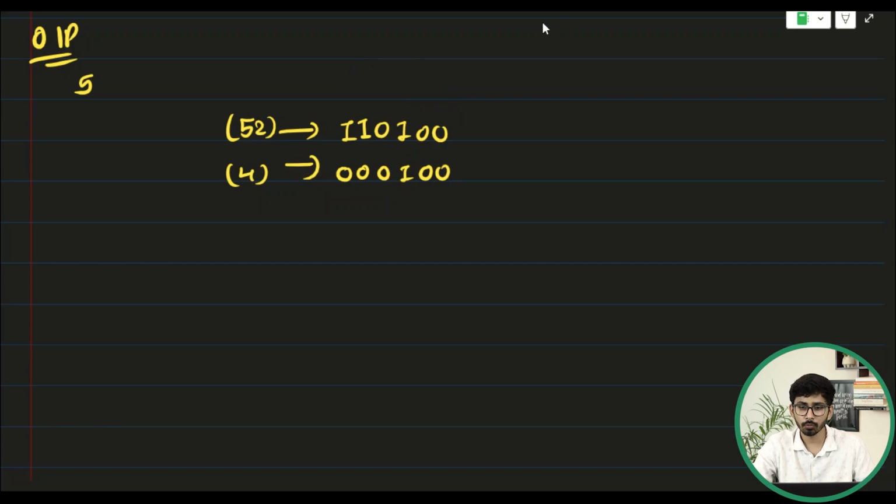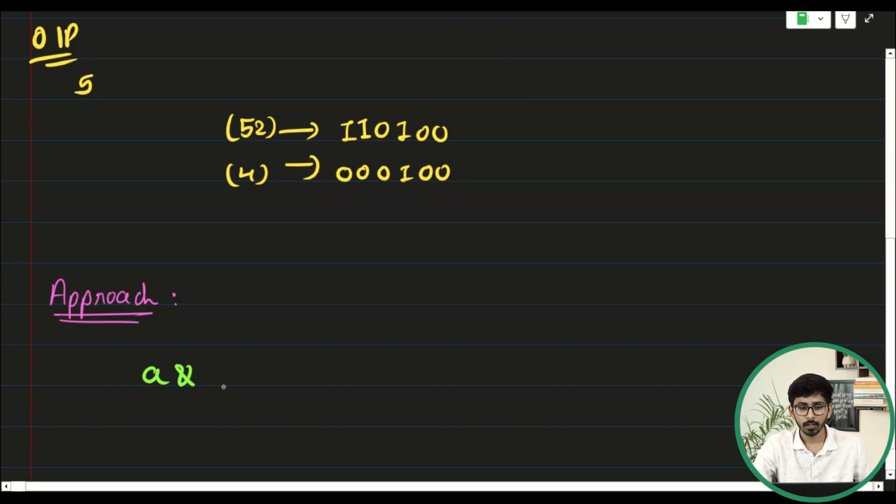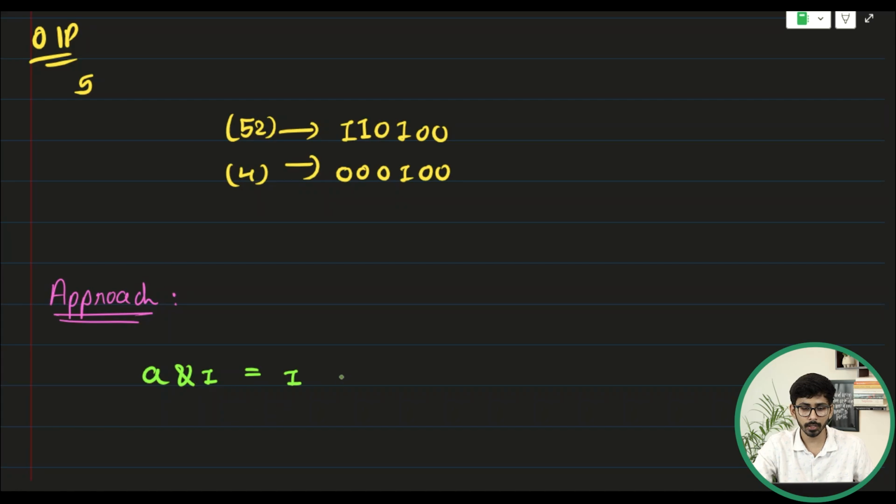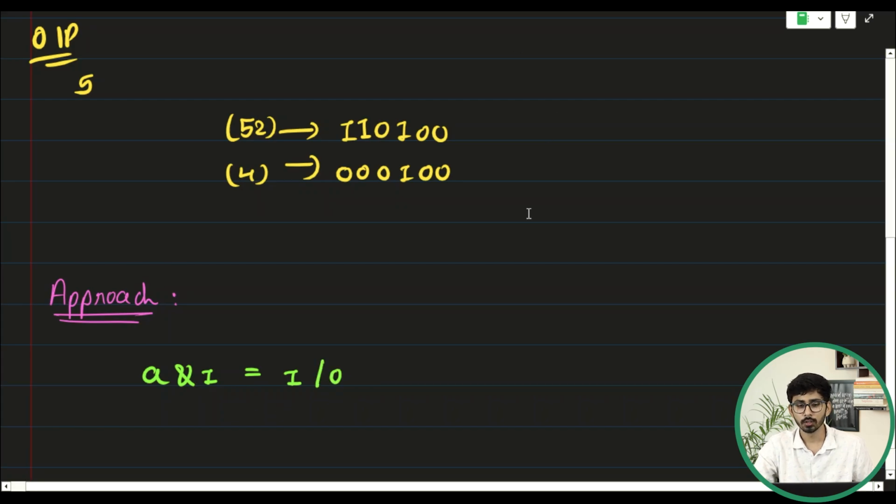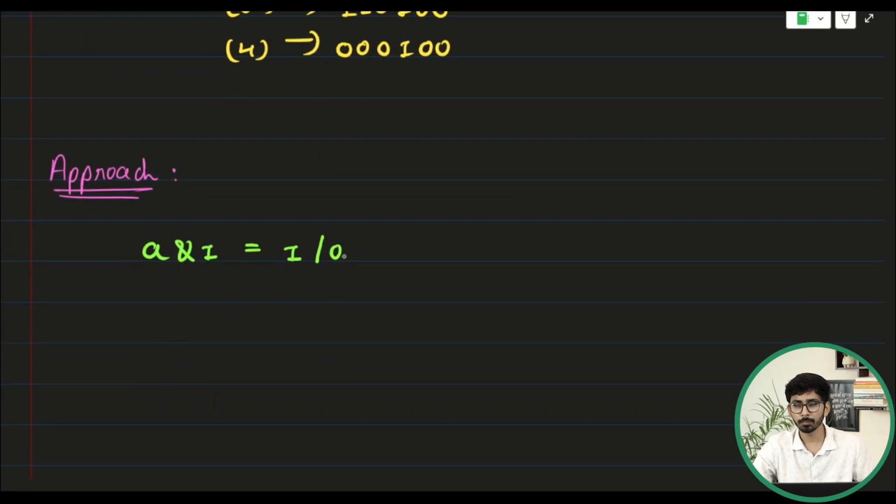First of all, one thing we need to keep in mind before understanding the approach is this: for any number, let's say a, if I do the logical AND operation, a AND 1, it will give you either 1 or 0. So how can the output be 1 or 0?